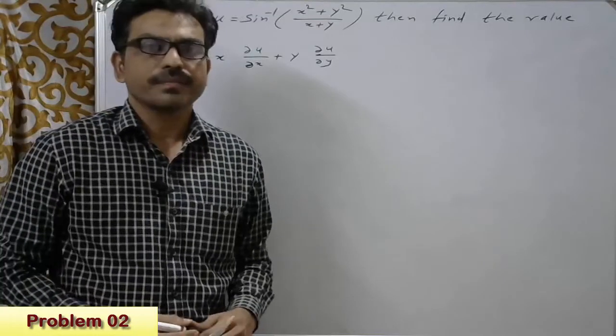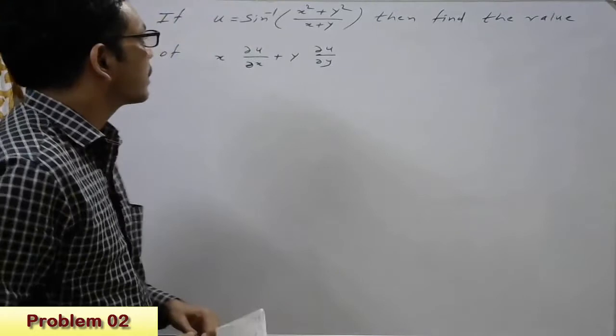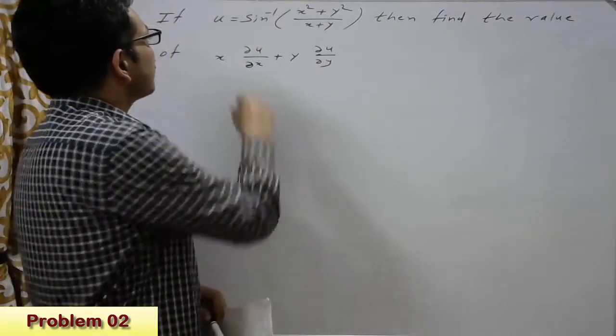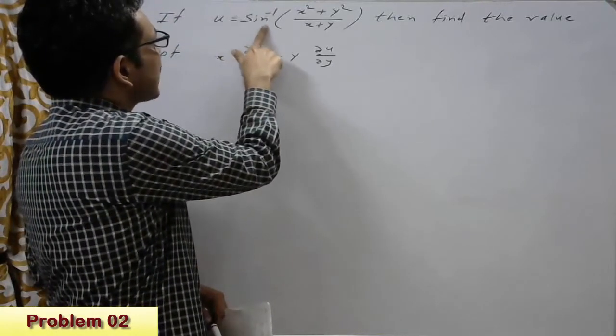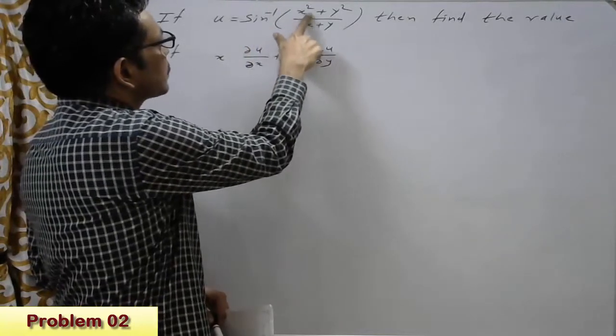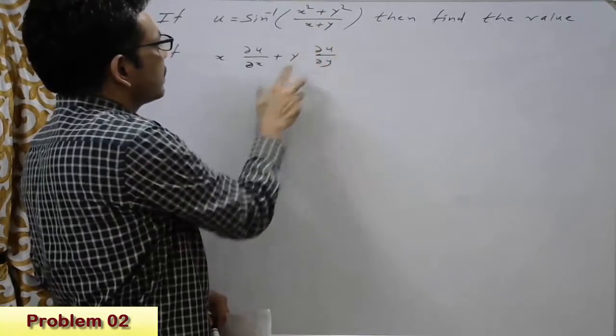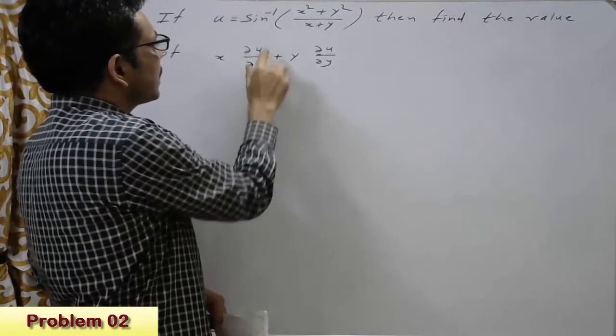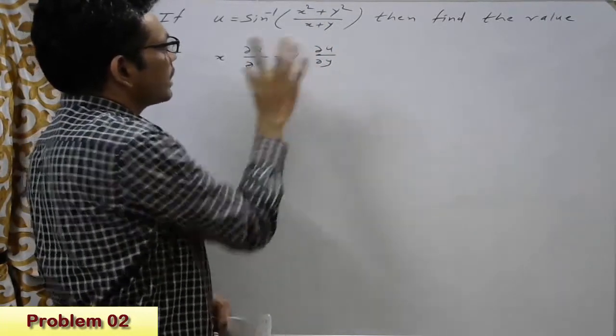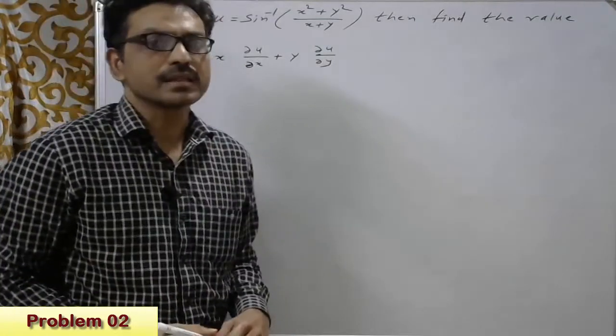Now let us see the second problem. In this problem, if u is equal to sine inverse of (x square plus y square) divided by (x plus y), find the value of x into del u by del x plus y into del u by del y by use of Euler's theorem.